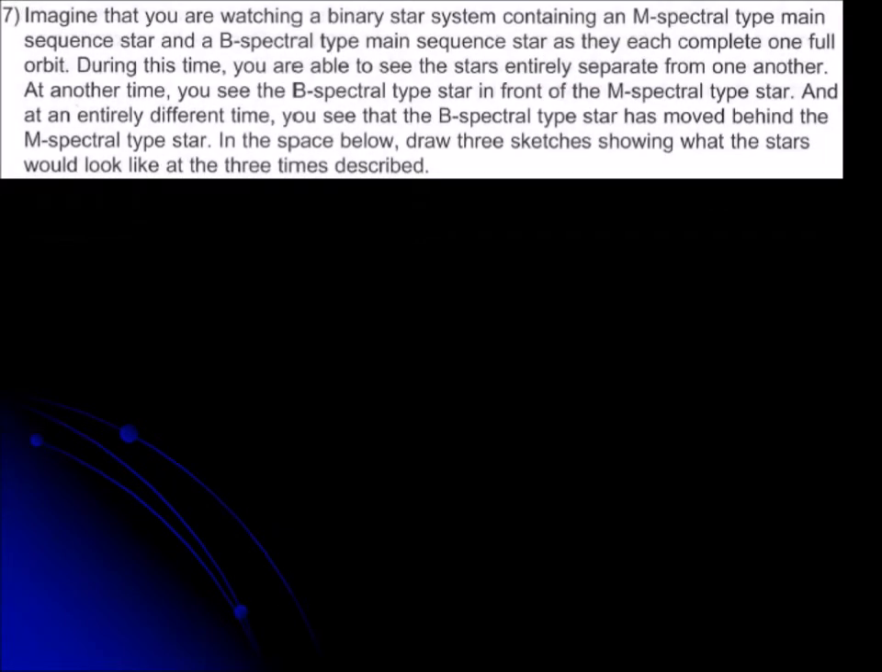Question number 7. Imagine that you're watching a binary star system containing an M and a B, and during this time you're able to see the stars entirely separate from one another. At another time you see the B in front of the M, and at another time you see the B, it's moved behind the M. In the spaces below, draw 3 sketches showing how the stars would look at the 3 times.